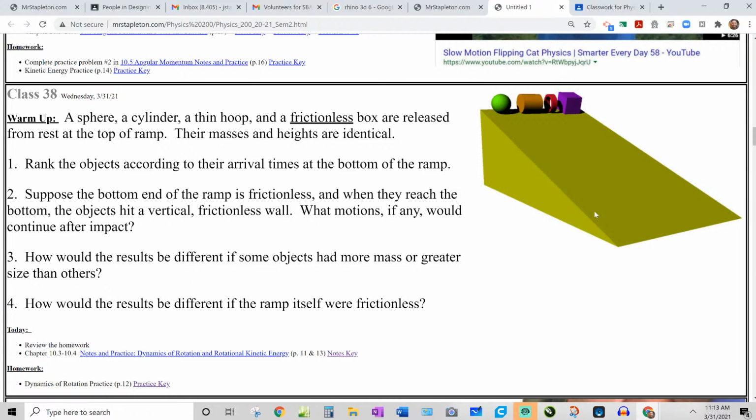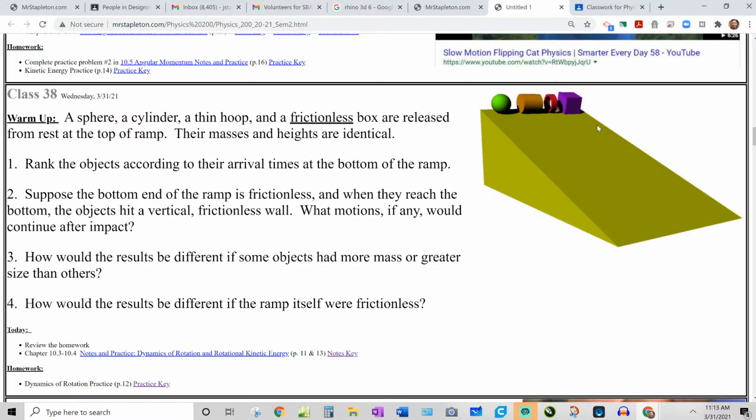So it's the same with these kinds of things. You could have a big sphere and a little sphere, and as long as they have the same mass distribution, same density, same shape, they're going to roll at the same speed. Same with hoops. Very last one, what would happen if this were frictionless?